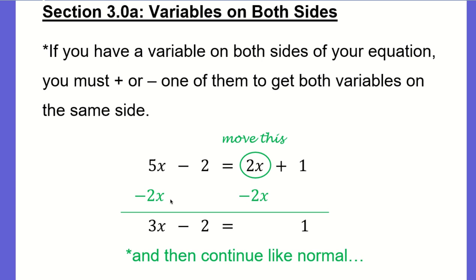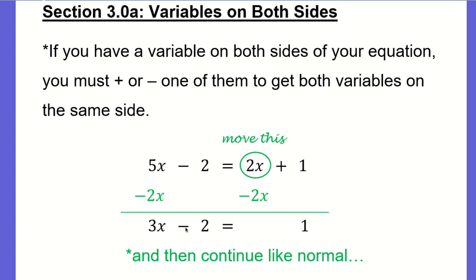but whatever you do to one side, you have to do to the other. So here we subtract 2x from both sides, so it becomes 3x minus 2 equals 1, because there's no more x on this side anymore. And now you would continue like normal. You would add 2 to both sides, because now from this point on you want to get x all by itself. Once x is only on one side of the equal sign, you want to get x all by itself.